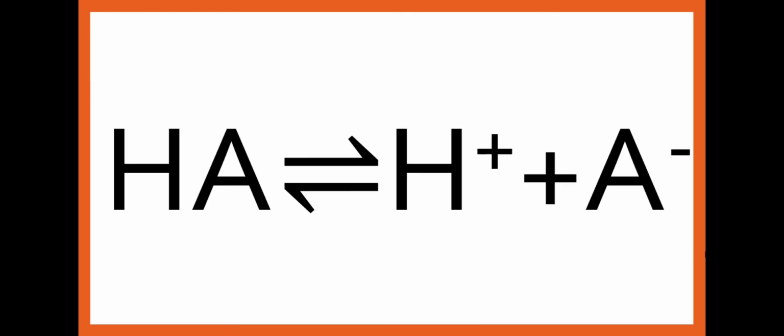So we have an equilibrium going on here. So we have a weak acid will dissociate, and it will produce H plus, and it will produce A minus. So this is splitting up. A minus is what we call a conjugate base.